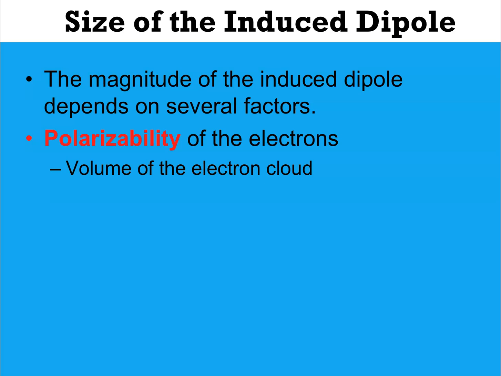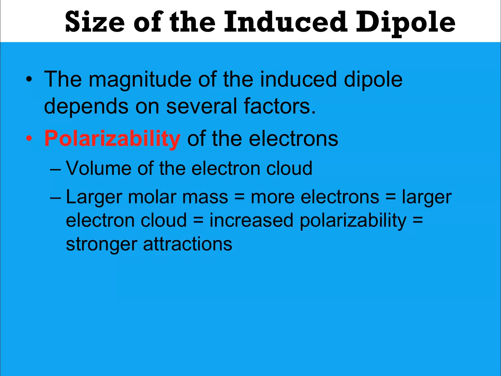How big is this electron cloud we are referring to? Now again, by electron cloud, we mean within a single element, the noble gases, or it could be the entire electron cloud within a molecule that is nonpolar. The larger the molar mass of your molecule or atom, the more electrons, the larger the electron cloud, therefore increased polarizability, which then has to lead to stronger attractions. That partial negative and that partial positive are going to be larger.